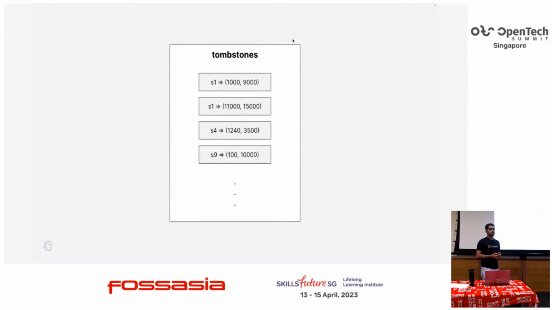This is usually small, so we don't really optimize stuff here. And whenever you're querying, when you are looking at the chunks, you also cross verify with tombstones and only return the data that does not overlap with these tombstones.